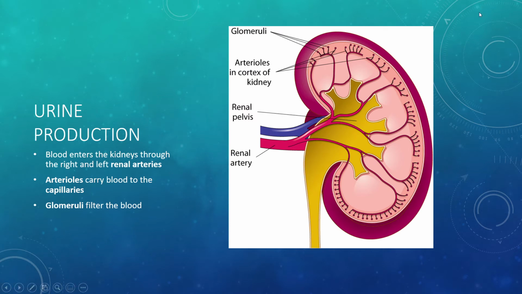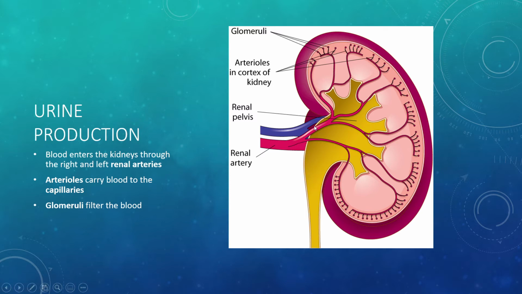Urine production. Urine production begins in the renal cortex, where we take blood and form what's called filtrate from the blood. So blood enters the kidneys through the right and left renal arteries.